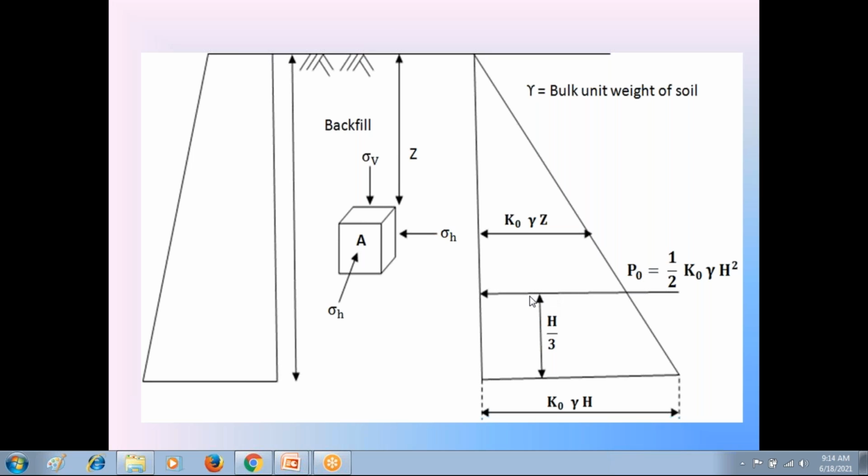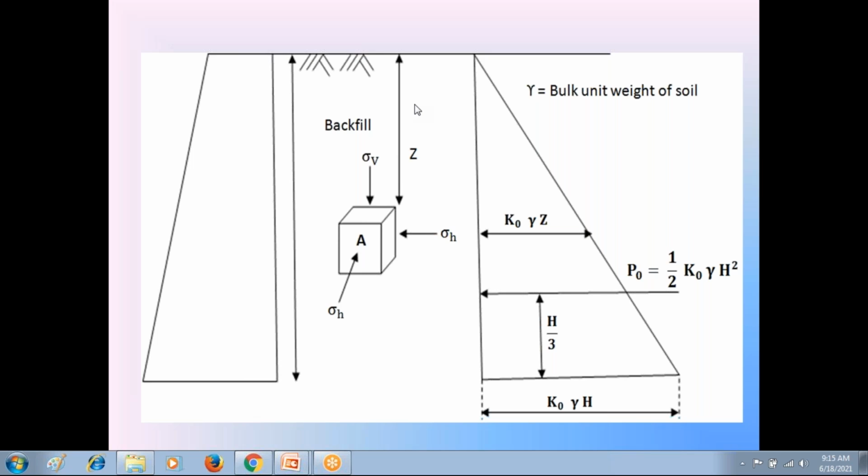We know that the centroid of the triangle from the base of the triangle is 1/3 the height. So this is the line of action of the earth pressure force P naught acting on the retaining wall. So this is the discussion of the earth pressure acting on the retaining wall in the at rest condition if the retaining wall backfill soil is in partially saturated condition. If anybody is having doubts about this at rest lateral earth pressure, you please discuss with me.